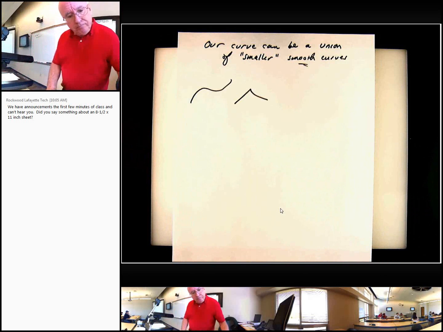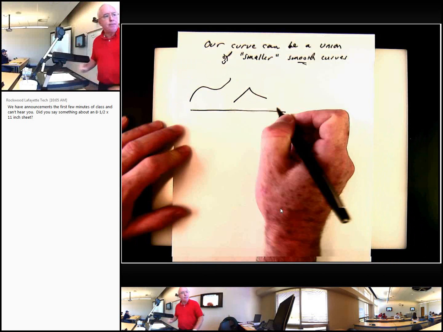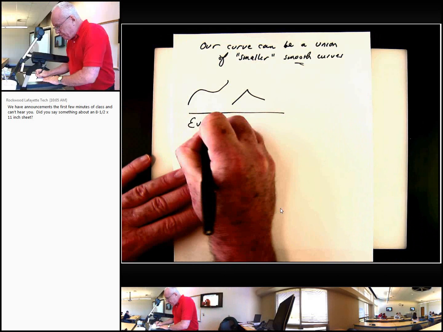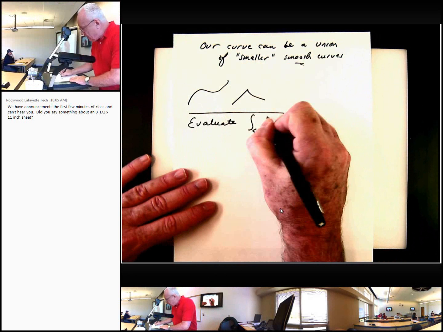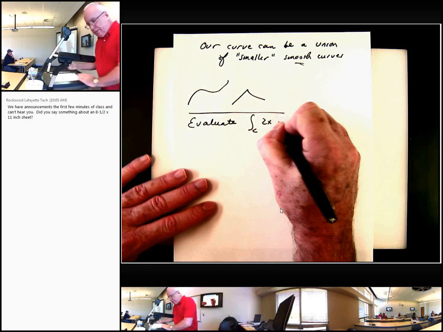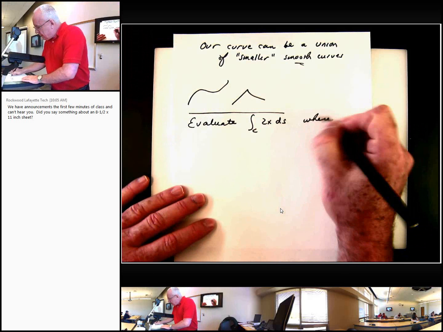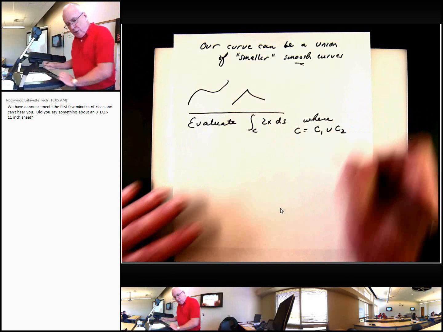All right. So let's look at an example here where we do have two separate curves. Evaluate the integral along C of 2x ds, all right, where C is the union of C1 union C2.